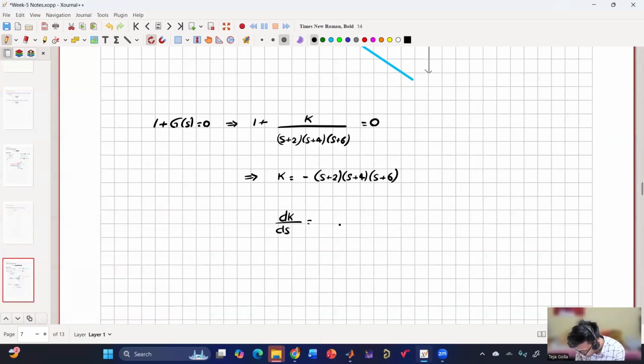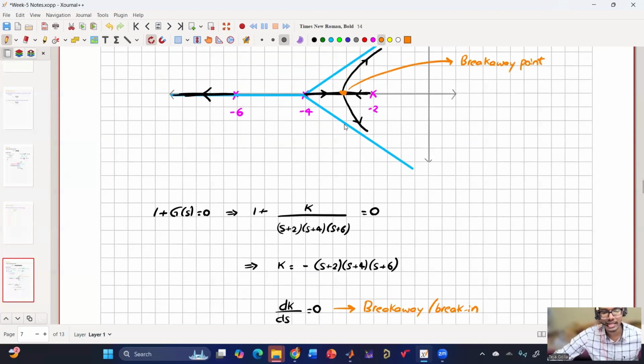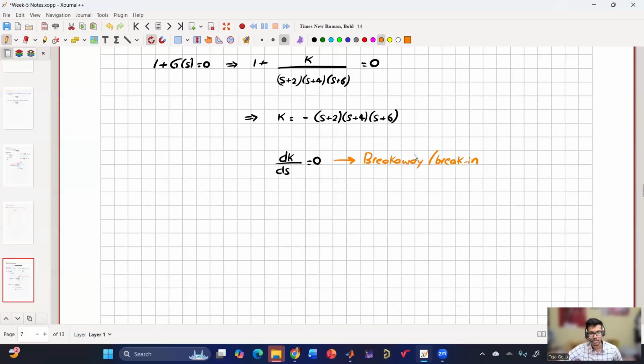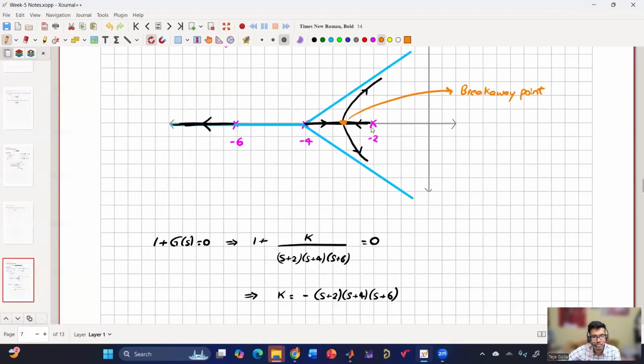So now dk by ds equals 0. We have to find the roots of this. This will give us the breakaway or break-in point. It can be anything. We'll see what a break-in is in the upcoming problems. Here, breakaway means they hit and then they move away. If they hit and then move inwards, or they are coming from outside and then they hit, that is called a break-in point. Now we will differentiate this and find the breakaway point, and we know that it is in between -2 and -4.